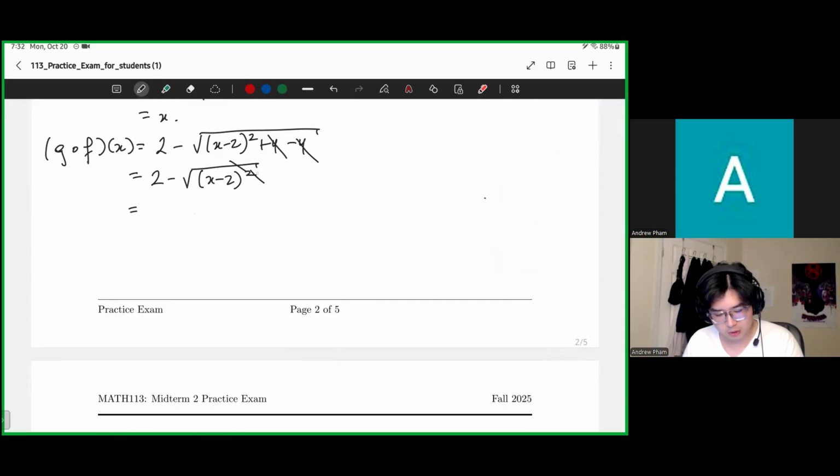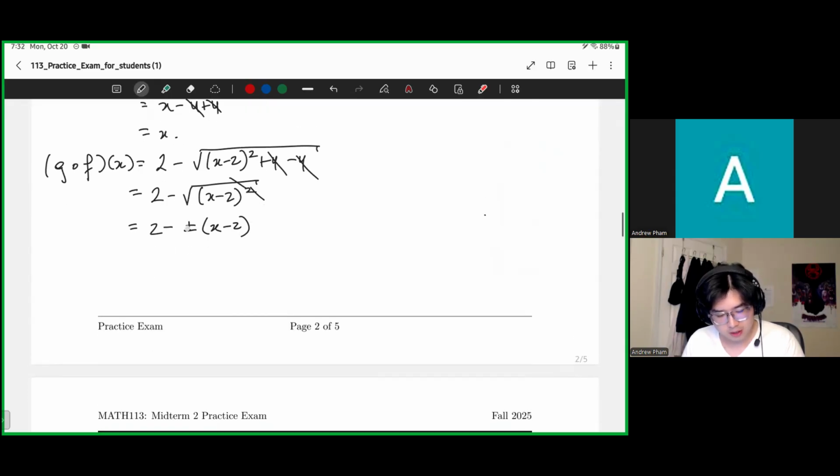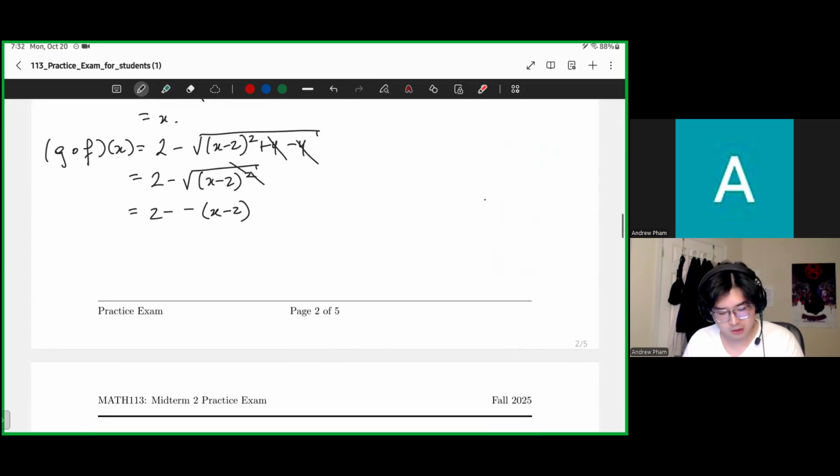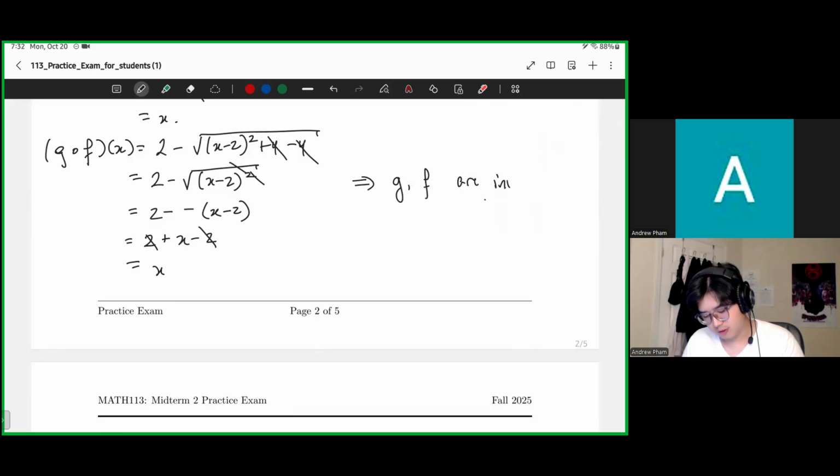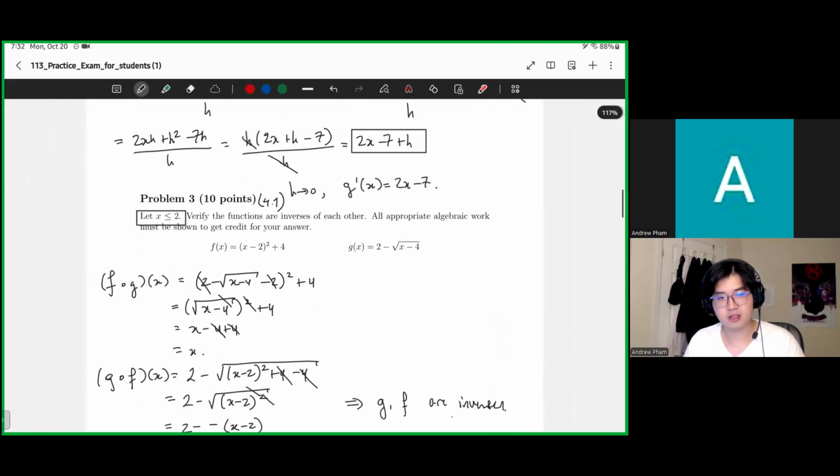So going from here, the square and the square root cancel, right? So I have 2 minus plus or minus x minus 2. But with the domain restriction, this makes me take the negative branch. So I have a minus here. So 2 minuses gives me a plus. So I get 2 plus x minus 2. 2's cancel, and I'm just left with x. So that means I can assert that g and f are inverses. And I'm done. Okay, so that gives you the work.